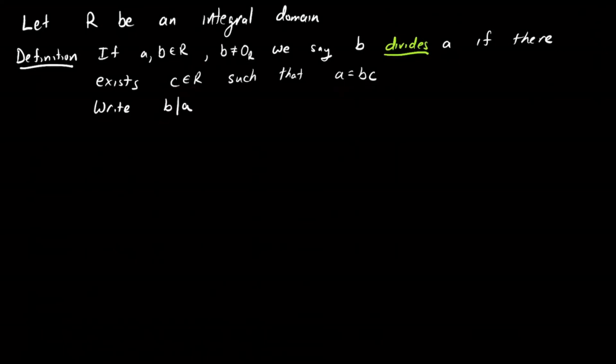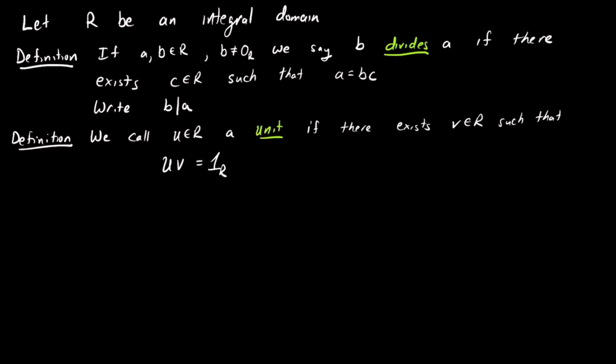And we'll write B divides A in the following way. So it's the same notion as with the integers, or the same definition as division. We'll call an element U in R a unit if it's invertible under multiplication, right? So the idea is that U is a unit if there exists some V in R such that U times V is equal to 1. And integral domains are commutative rings, so we get that V times U is equal to 1 for free from this definition.